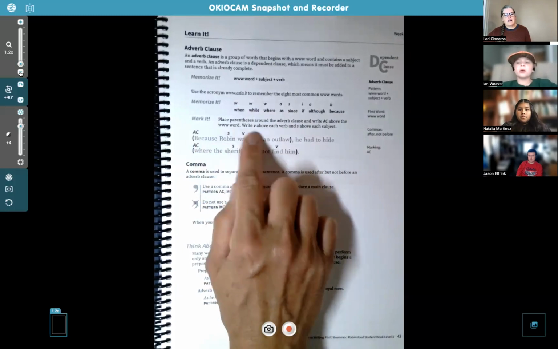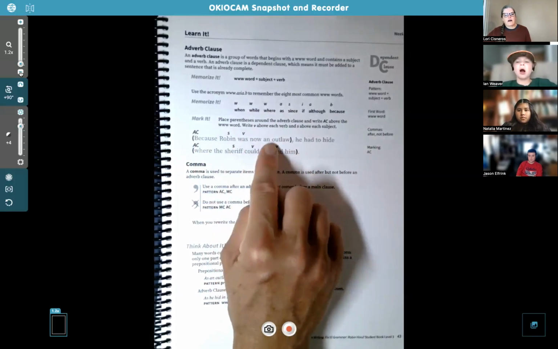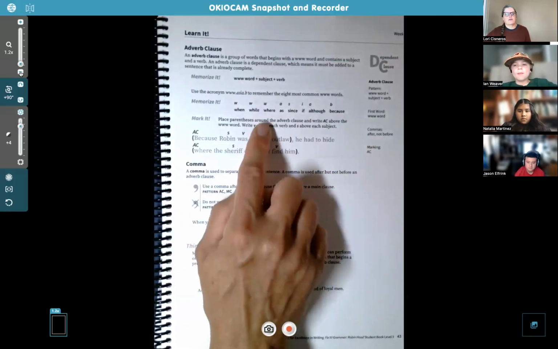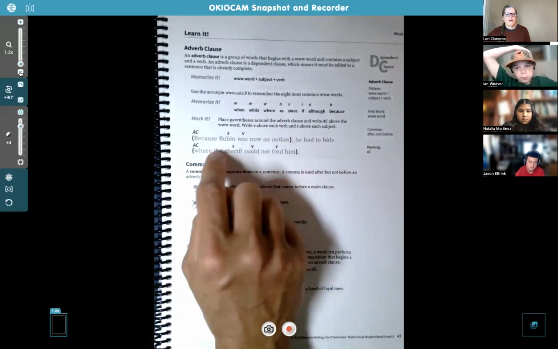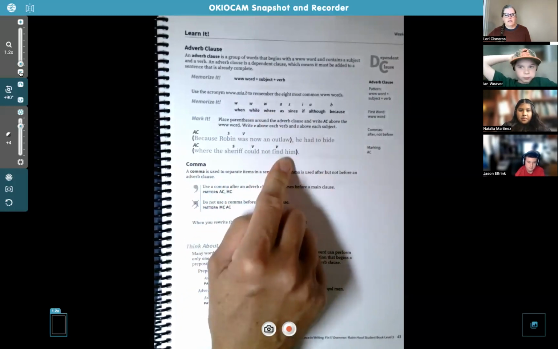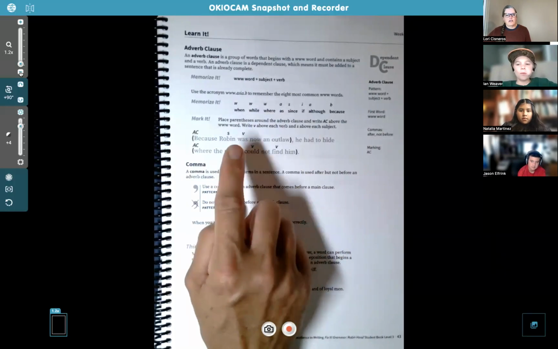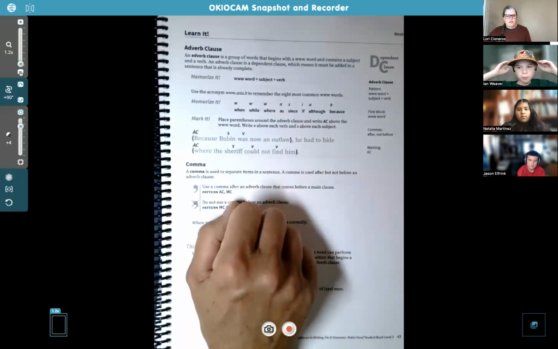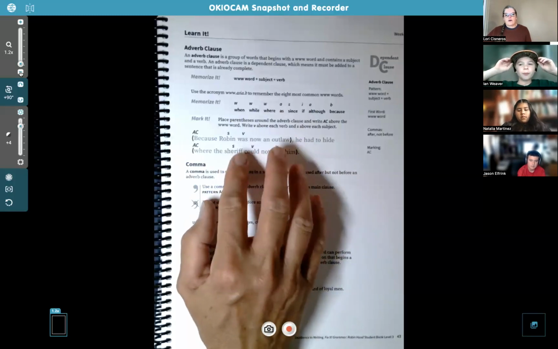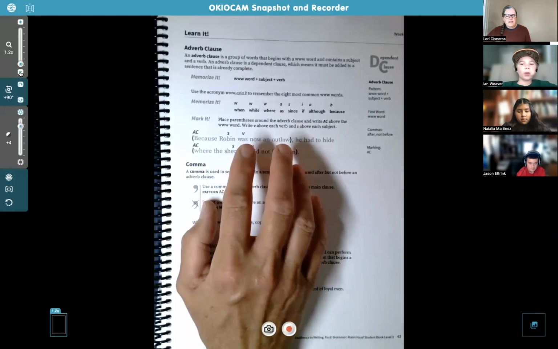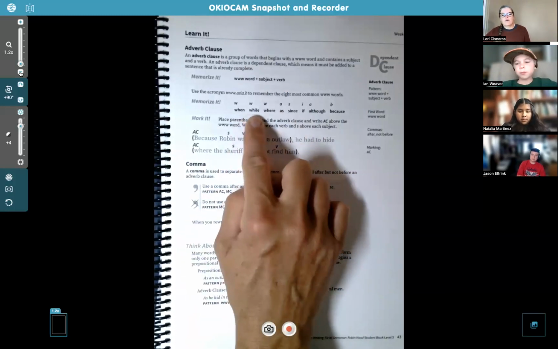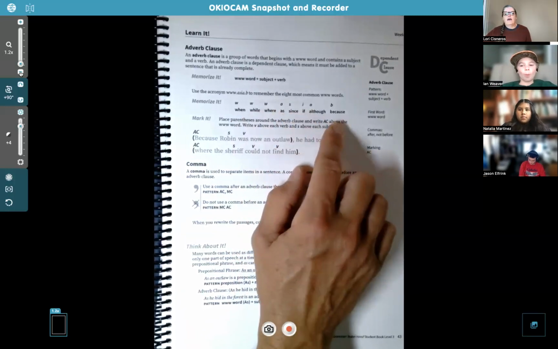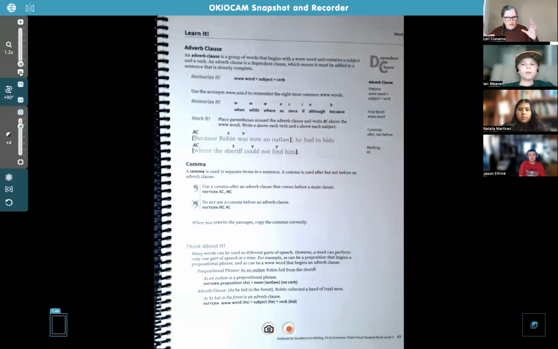So when it completes the thought, because Robin was now an outlaw, that's the whole adverb clause. And then here, where, that's one of the words too. That's one of the W's, where the sheriff could not find him. So we've got our subject-verb pairs here. The sheriff, could, and then find, those are the verbs. Okay, so when you're looking for these clauses, you're going to look for one of these words from WWW.ASIA.B, and then you're going to look for the subject and verb within that, okay?